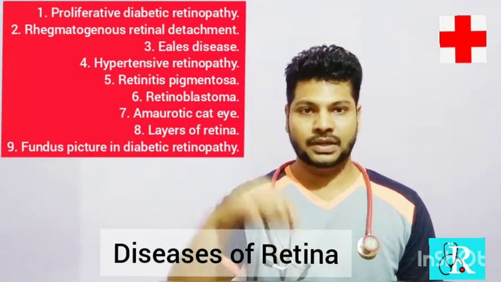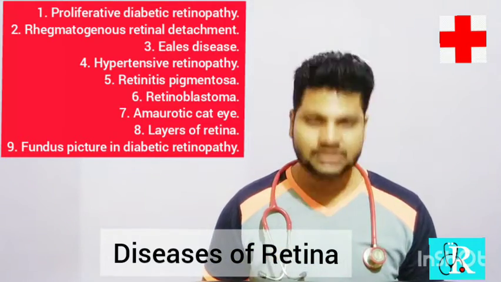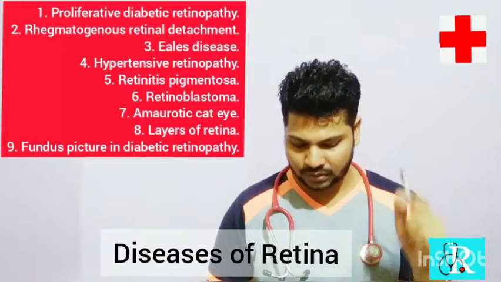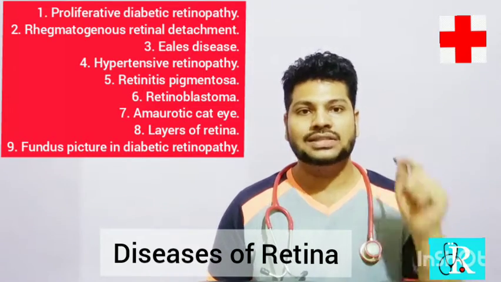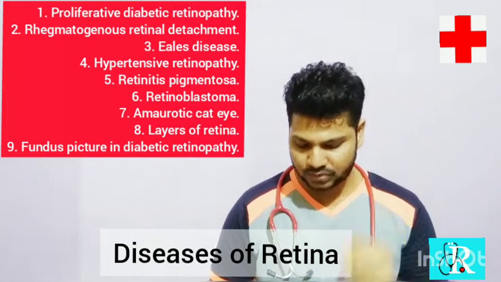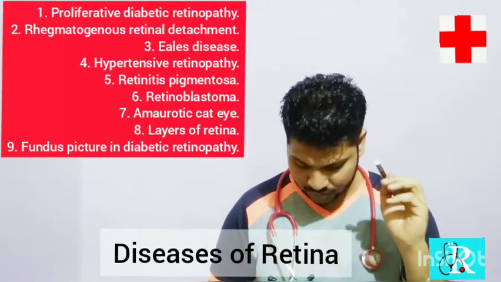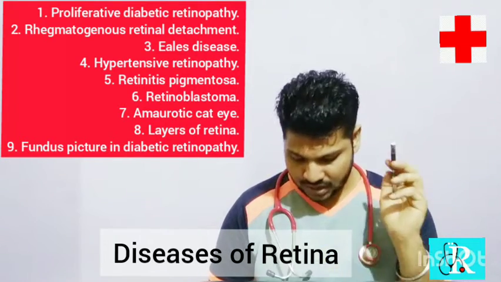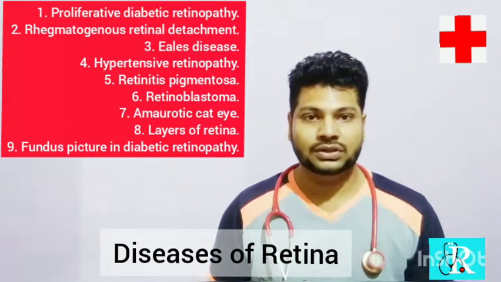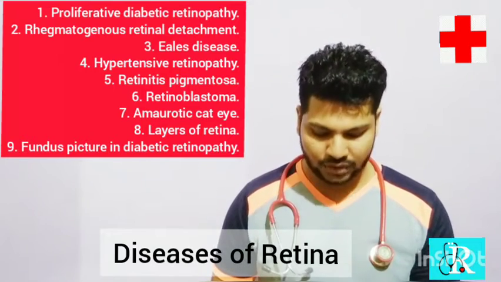So within this ophthalmology playlist, let us today discuss the diseases of the retina. Within this video, I will be discussing proliferative diabetic retinopathy, rhegmatogenous retinal detachment, what is Eales disease, what is hypertensive retinopathy, retinitis pigmentosa, retinoblastoma, amaurotic cat eye reflex and its importance, the layers of the retina, and the fundus picture during diabetic retinopathy. All these things we'll be discussing within this video only. So please stay tuned. Coming to proliferative diabetic retinopathy.